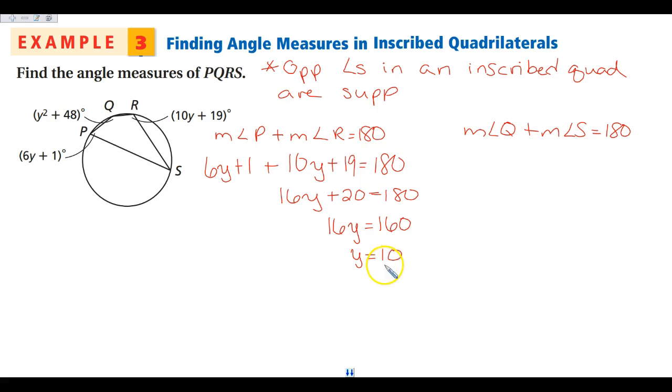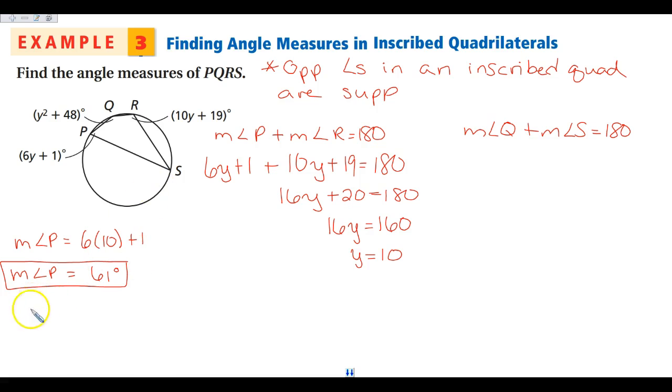All right, so what I'm going to do here is start plugging in the information that I know. So the measure of angle P is going to be 6 times 10 plus 1. So the measure of angle P is going to be 61 degrees. So there's one angle. The measure of angle Q is going to be 10 squared plus 48. So that's 100 plus 48. So the measure of angle Q is 148 degrees.